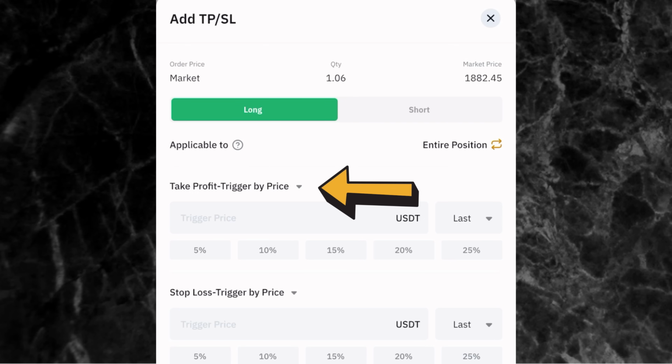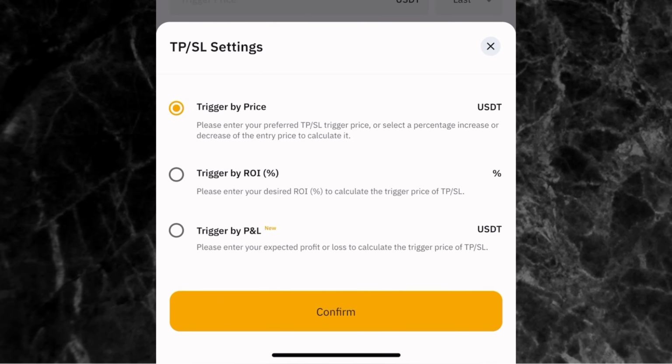Now, if you tap on the drop down arrow beside it, you'll see that you have 3 different ways you can set your take profit or stop loss. You can trigger it by price, by ROI, and by P&L. Trigger by price means that you enter the price you want to take your profit. For ROI, you enter the percentage of profit you want to make, and then it will automatically set the price to take profit. For trigger by P&L, you enter the amount of USDT you want to make on that trade so that it will set your take profit price. So these are the three different ways you can set your take profit.